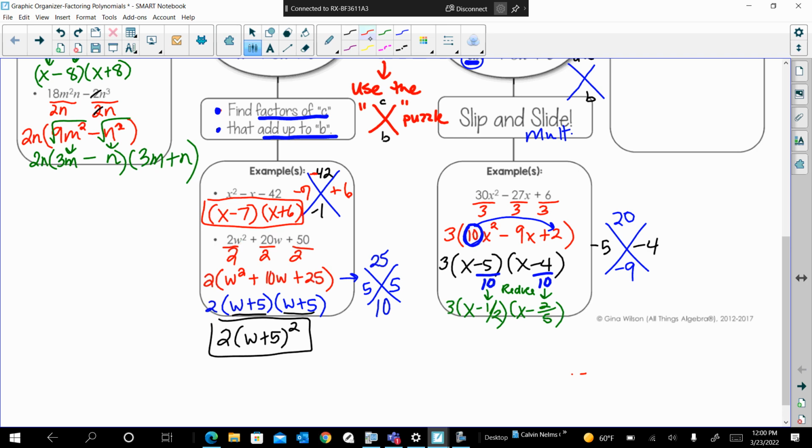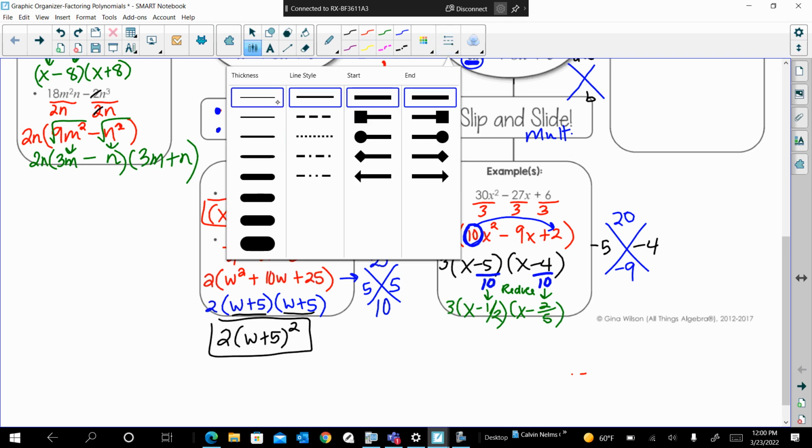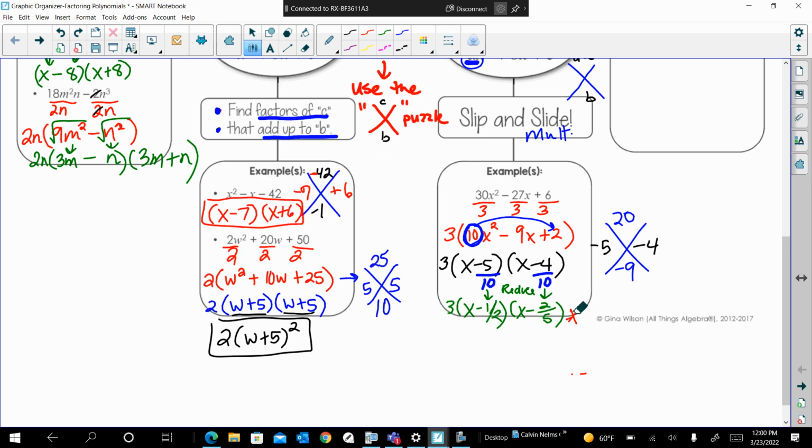Now, I'm going to add a little note here, because you got to remember, if it doesn't reduce to a whole number, you have to remember to do bottom number comes up. So this bottom number here, 2, will come up in front of the x. This bottom number 5 will come up in front of the x. So it would be 3 parentheses 2x minus 1 and 5x minus 2. That would be our final answer.